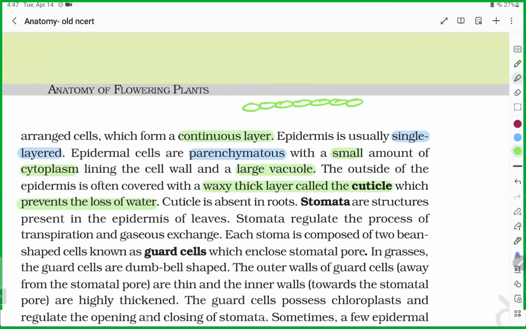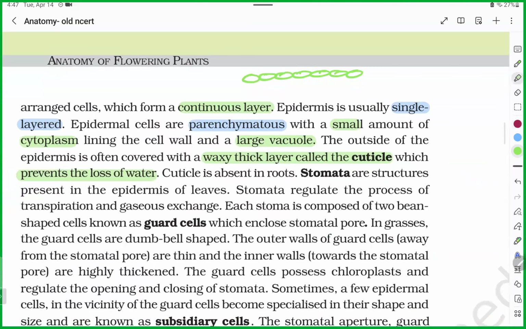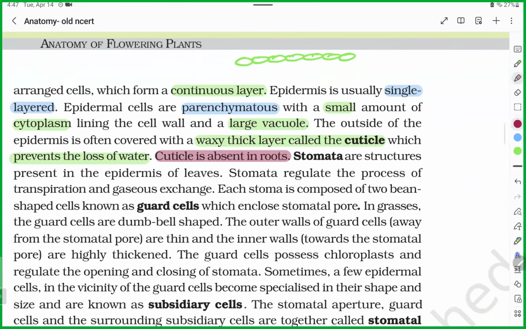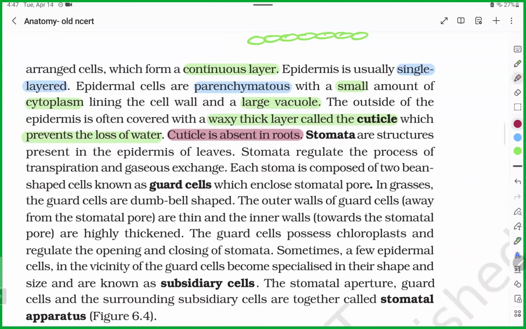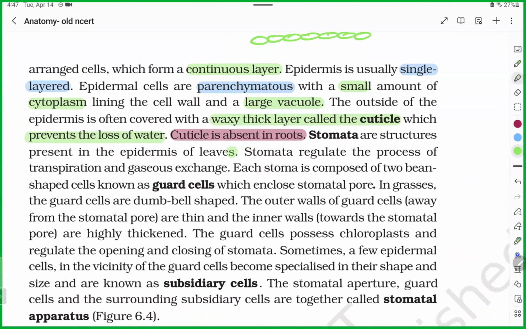Next. So these are absent in root. Why? The root's role is water absorption. The second thing present in the epidermis is stomata. Stomata are present in the leaves. The role of the stomata is gas exchange and transpiration. Transpiration means water evaporation from the leaves.